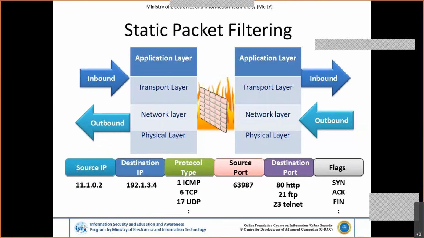We can decide on the parameters, whether we write on the source IP or take action on the destination IP, or what protocol type we are trying to take, whether it is ICMP, TCP, UDP or HTTP, and what is the source port on which we need to take action, and what is the destination port, along with the flags of the TCP.